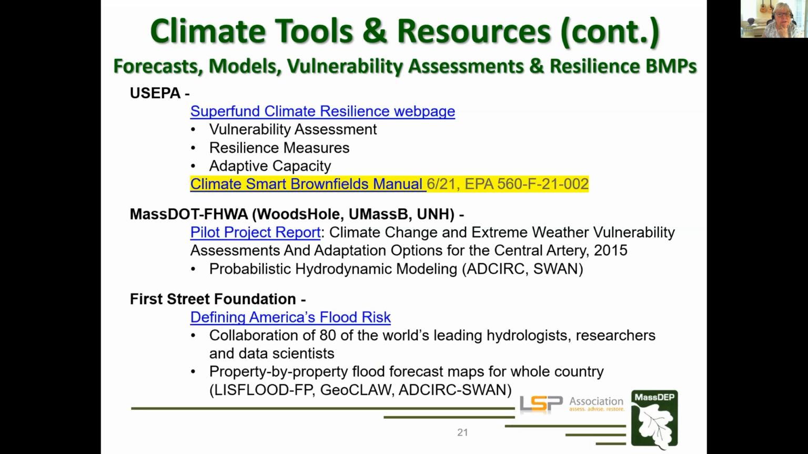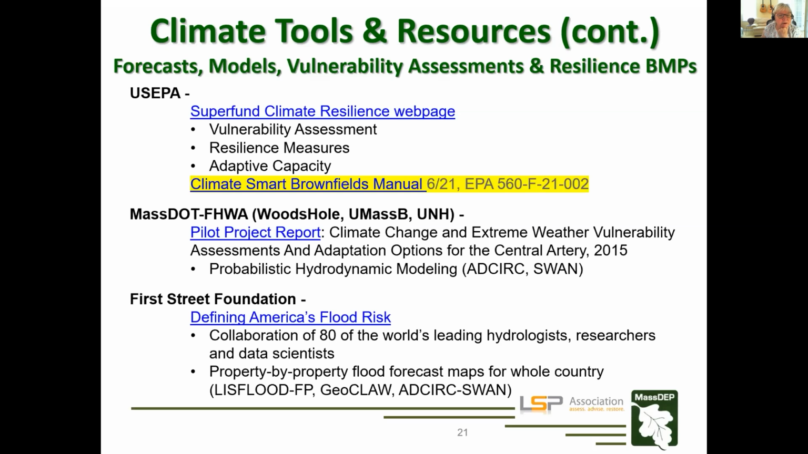EPA continues to develop guidance as well at the federal level. There's a Superfund Climate Resilience webpage that's got a lot of the similar information. And then most recently, just this month, EPA published a Climate Smart Brownfields Manual, intended to help folks going through the brownfields process consider climate change as part of their process.